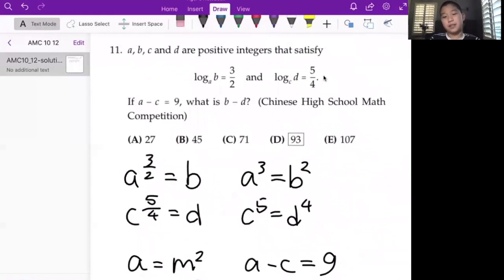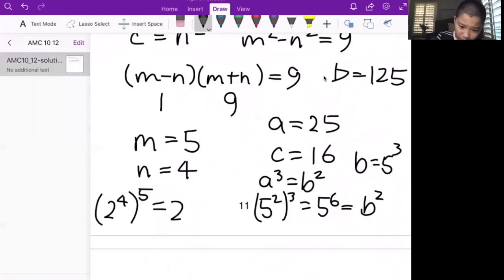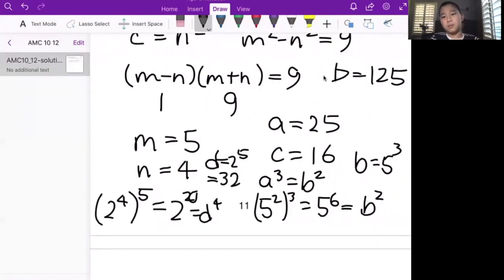C to the 5th is equal to D to the 4th. So C is 2 to the 4th. So 2 to the 4th to the 5th equals 2 to the 20th equals D to the 4th. So D equals 2 to the 5th equals 32. So then B minus D equals 125 minus 32, which is 93.